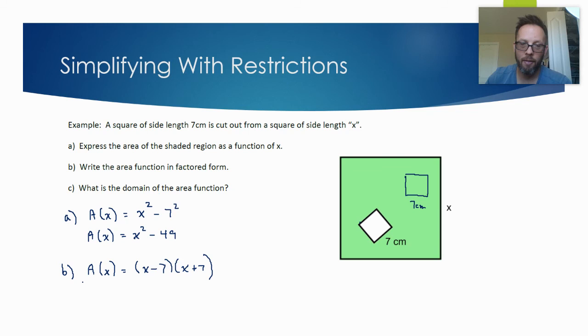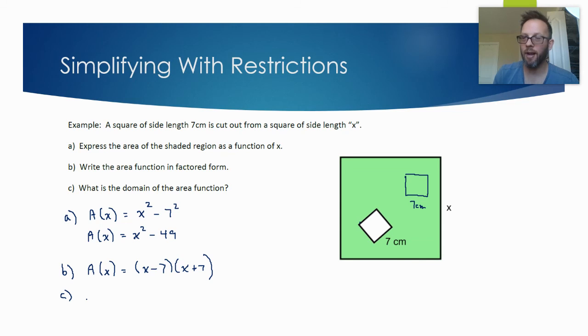Let's talk about the domain in this one. This one's not rational functions, so we're not worried about what makes the bottom 0. With polynomials, there's no bottom, right? So nothing makes the bottom 0. But there are some restrictions here. And this is where the restrictions come in.